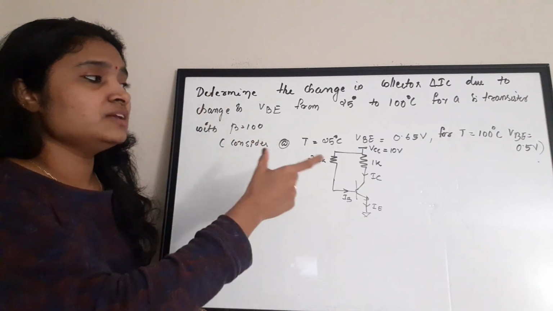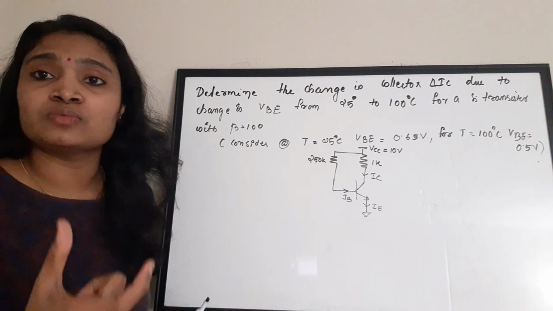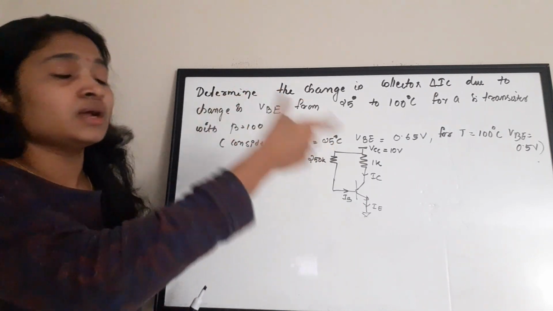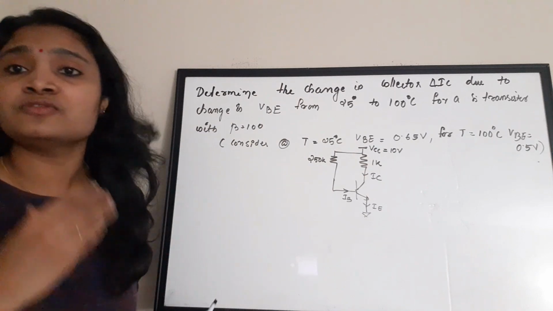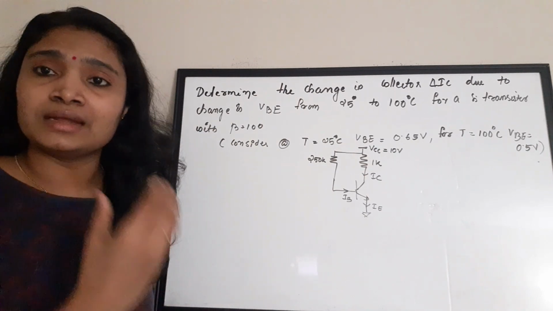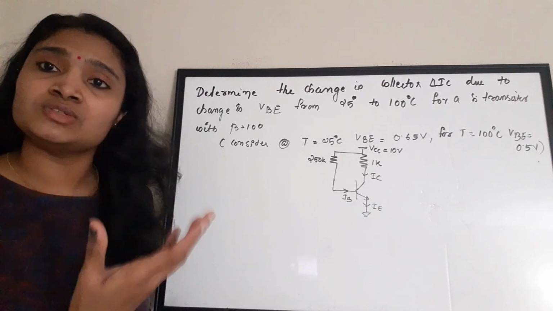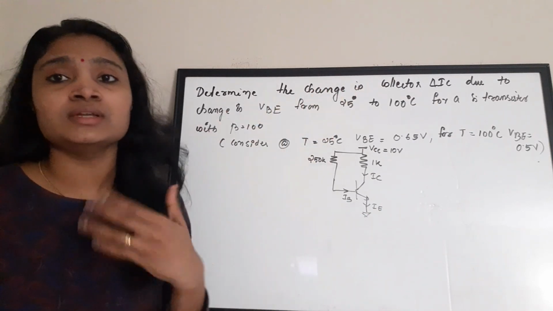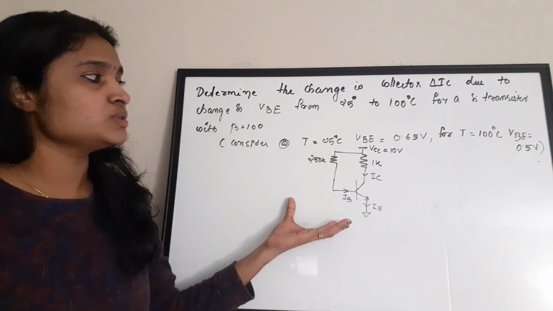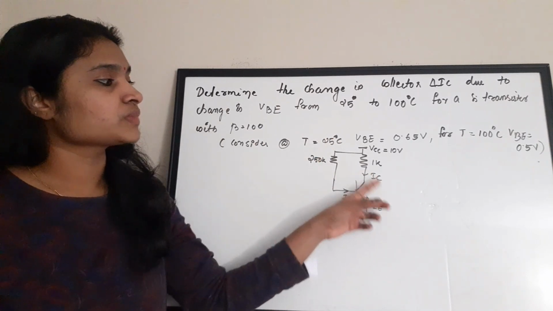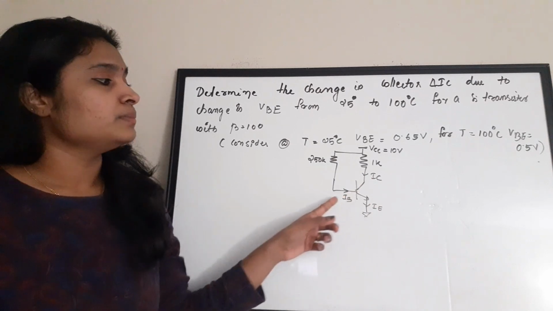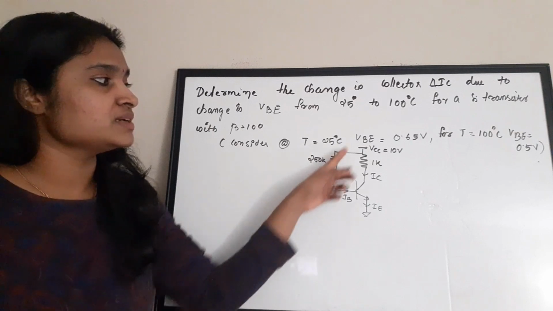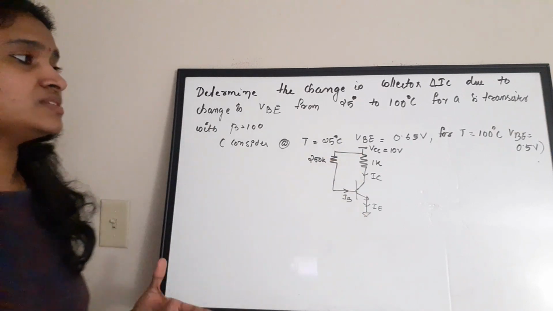So we have been given the change in the base emitter voltage for the various temperatures, that is for 25 degrees and for 100 degrees. So the temperature is actually changing from 25 to 100 degrees, and the corresponding VBE change is also given. Now we need to find the change in collector current. Okay, and also the circuit is given to you. This is a common emitter connection. Base is the input, collector is the output. There are two resistors connected, one to base and one to collector. Okay, VCC is equal to 10 volt.